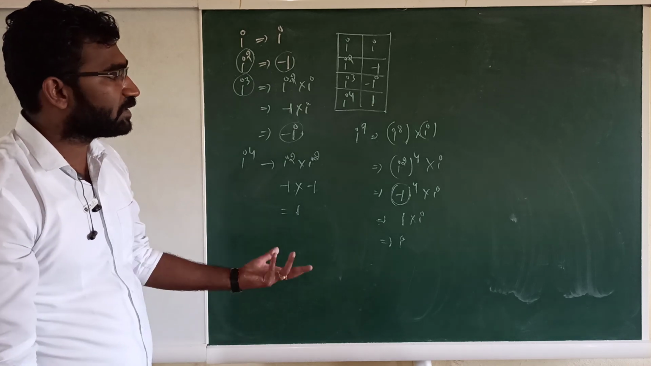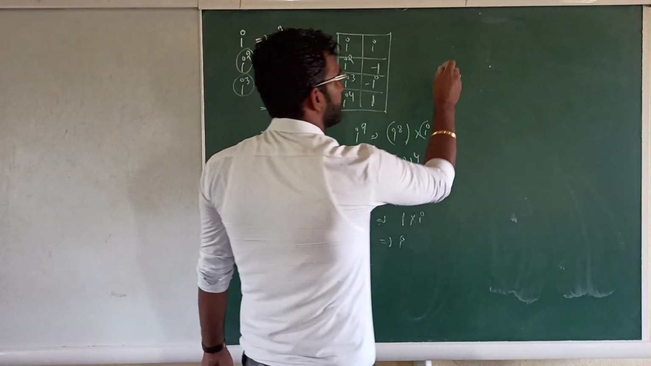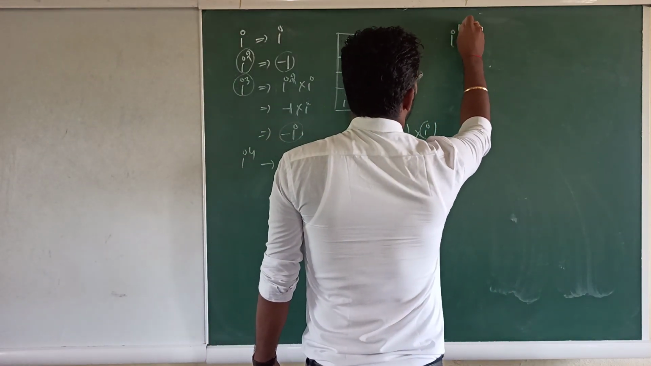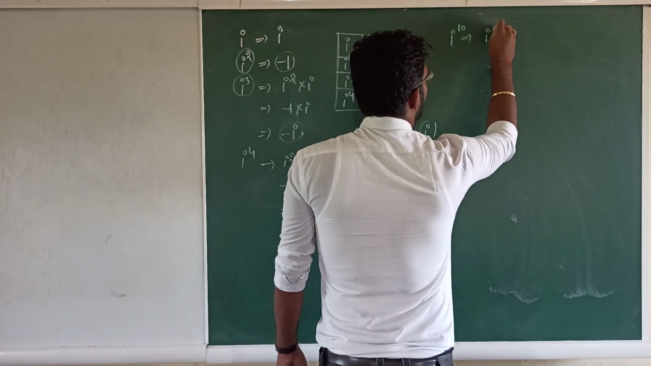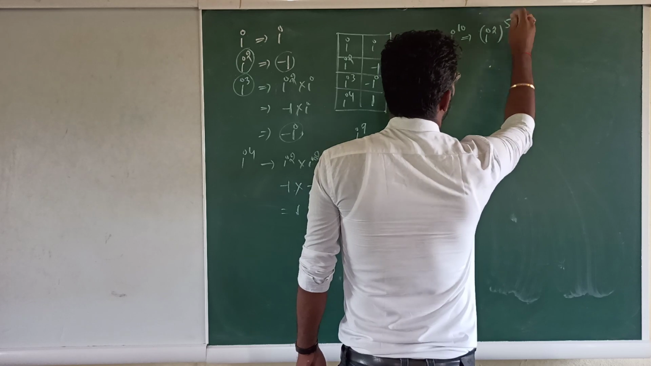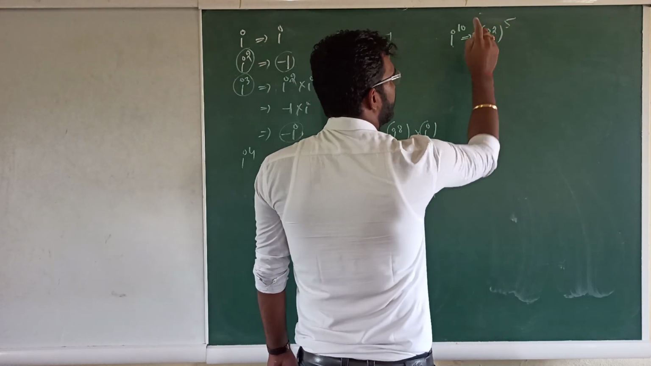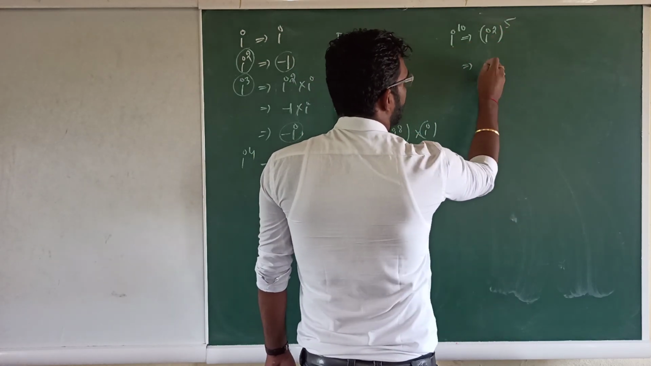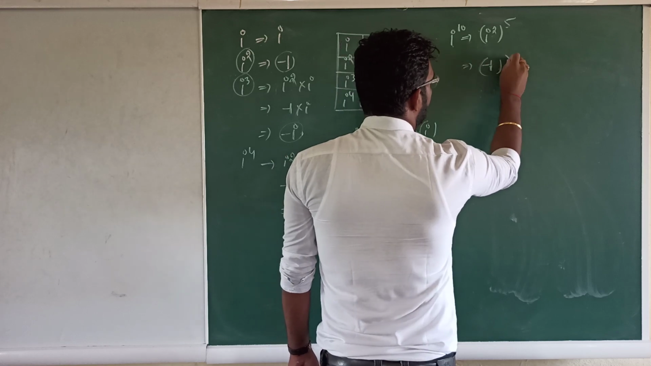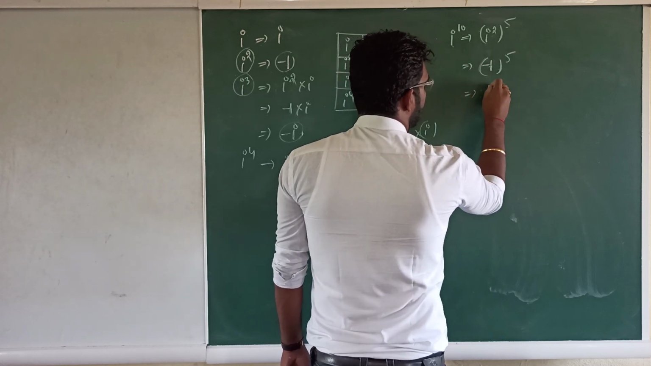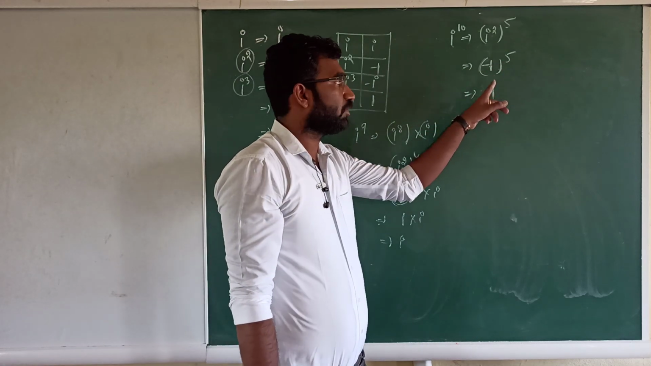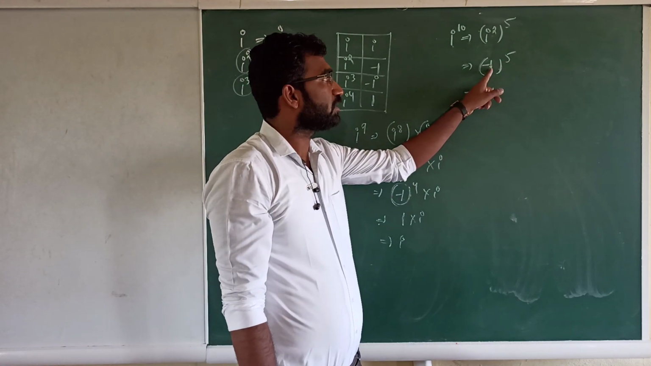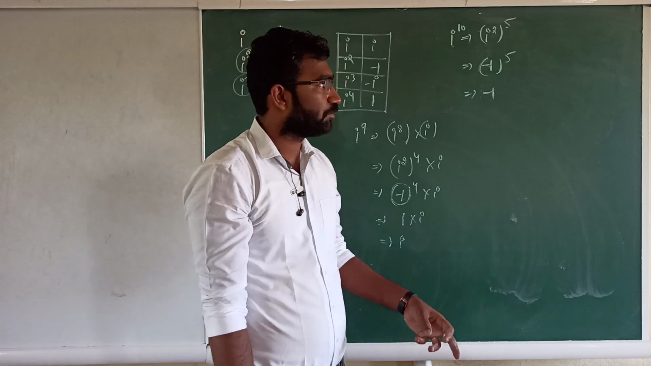Now I am going to explain for any number you can take. If I take i raised to 10, how can you write this? You can write it as i square power 5, because 2 times 5 is 10. Therefore i square value I know, minus 1. Minus 1 raised to 5 is equal to minus 1. Why? Because minus 1 raised to an odd number gives minus 1. If minus 1 is raised to an even number, it becomes plus 1.